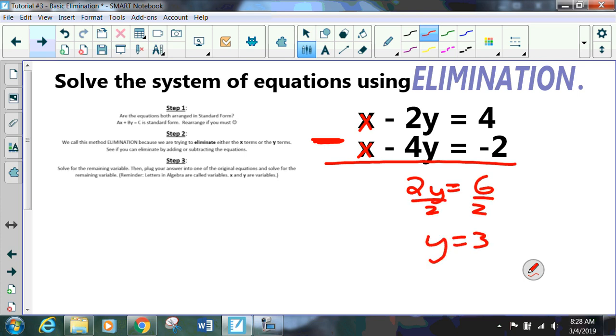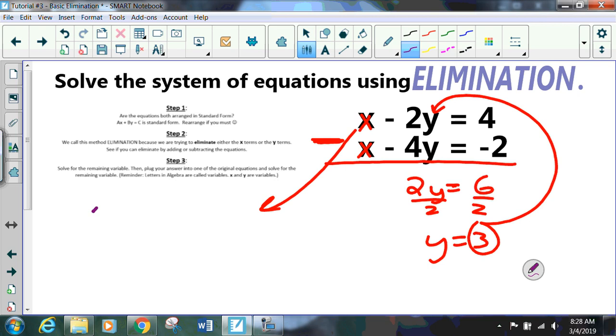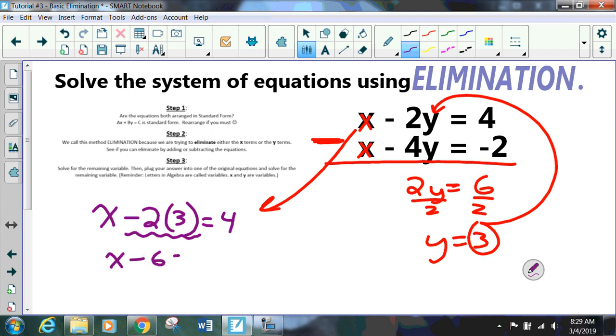I'm halfway done, right? I take that 3, and let me change colors, I plug it into that first equation, or either equation. So I see a minus, I write a minus. I see a 2, I write a 2. I see a y, I'm going to plop in that 3. Now I'm going to do the math. Negative 2 times 3 is negative 6. So I'm going to rewrite it.